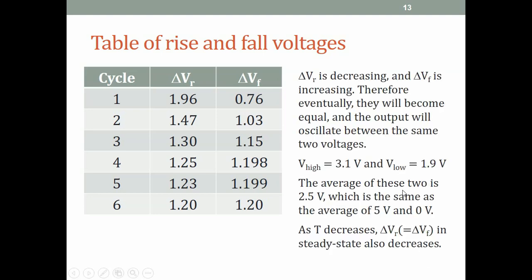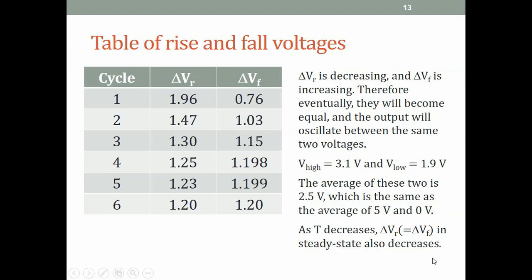Again, the average of these two values, 3.1 volts and 1.9 volts, is 2.5 volts, which is the same as the average of 5 volts and 0 volts, which was the case for capital T being much larger than the time constant. All right, that is one thing we observe.